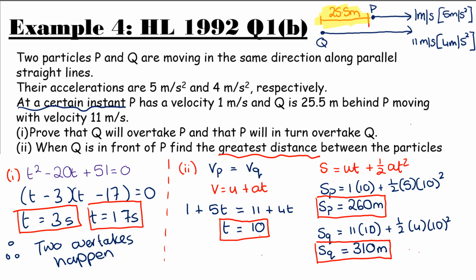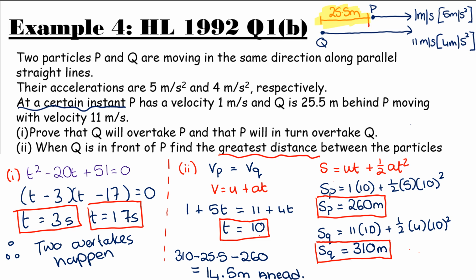25.5 meters. So the greatest distance between these two particles is going to be the 310 take away the 25.5 that it needed to catch up, then take away the 260 that P has moved, and that should give us our answer. So we have 310, take away our 25.5, that gives us 284.5, then take away 260, so that means 14.5 meters ahead, and that's going to be the greatest distance.